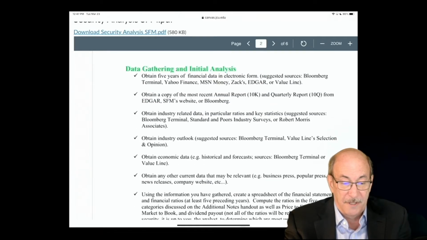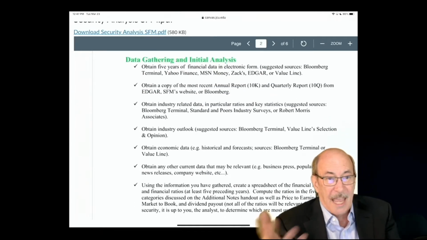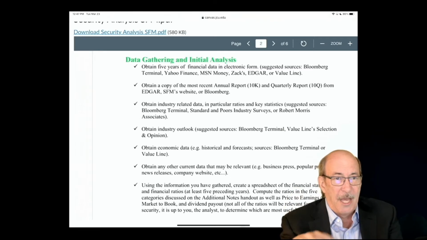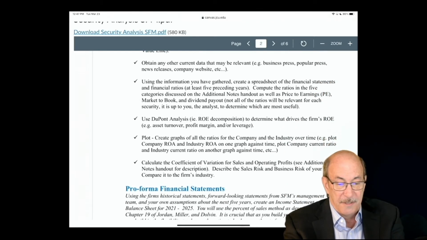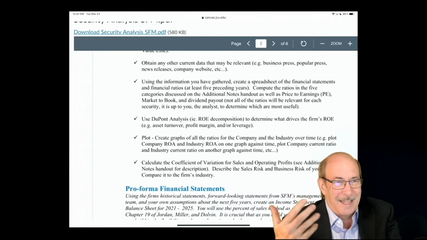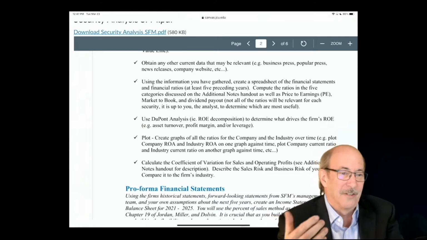But this first bit, the gathering, can be done in a matter of a few hours, right? These last 4 items are actually going to require a fair amount of work on your part. So don't wait till Sunday to do this. It will not work well, and you won't get what you need out of this either.